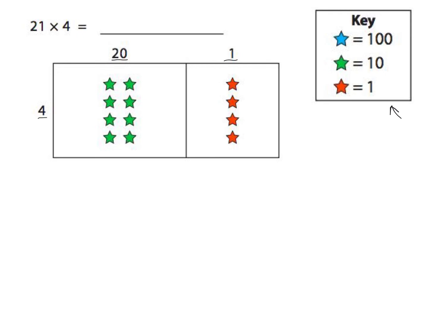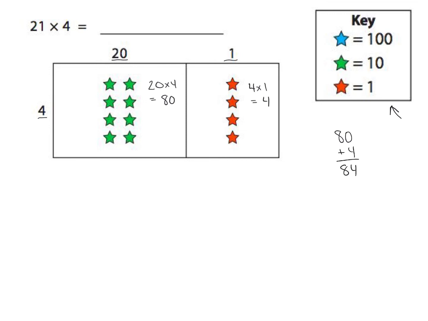So in our first spot, we're going to multiply 20 times 4, which gives us 80. And then we have 4 multiplied by 1, which gives us 4. So all together we know we have 80 plus 4 to give us a total of 84. And we can check our solution.